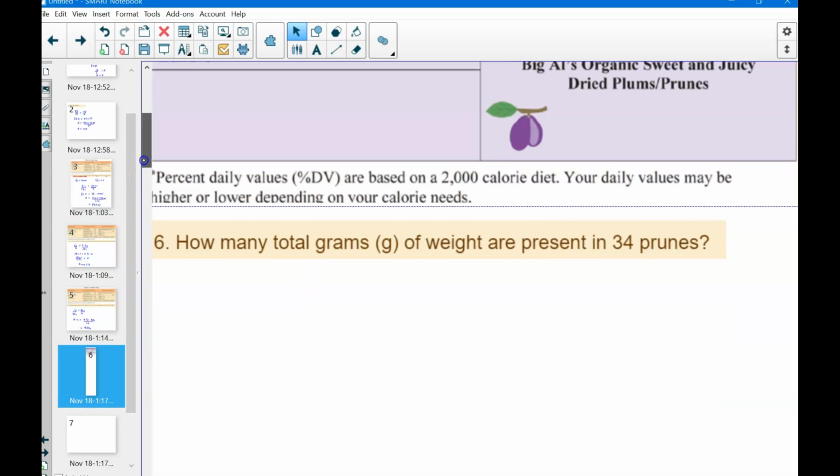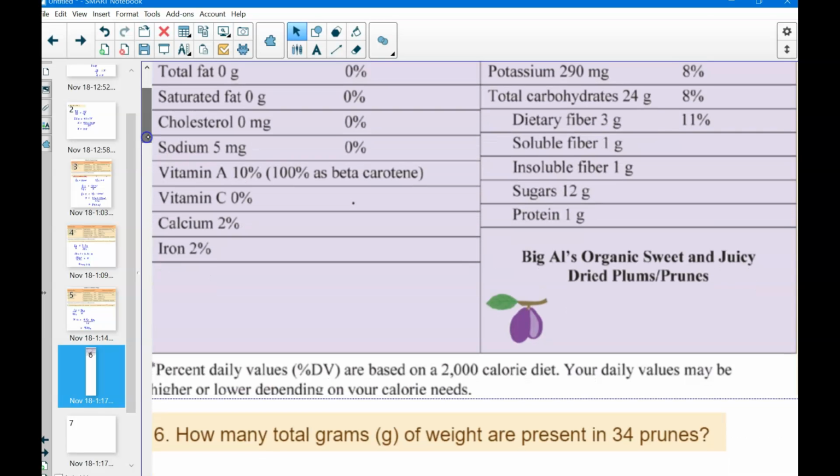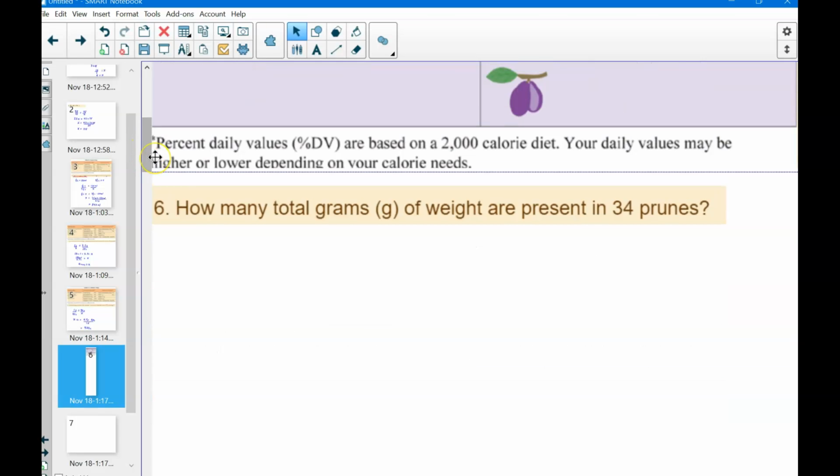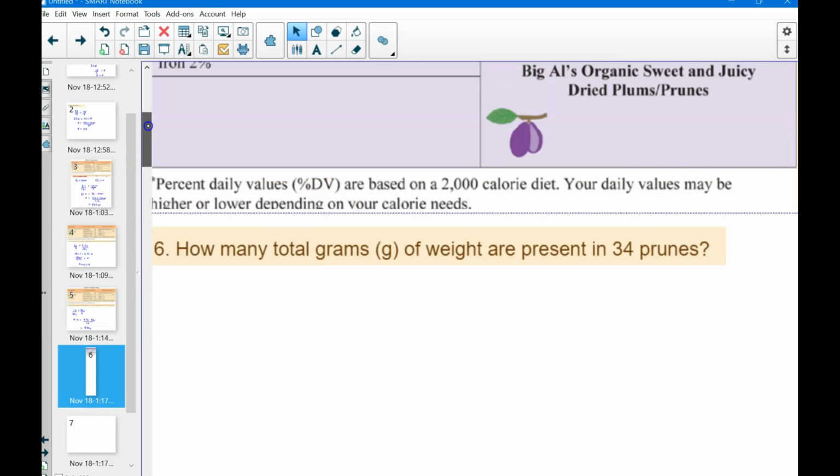Alright, so you guys give a try at this one first. How many total grams of weight are present in 34 prunes? How would you know how to do that one? Have your chart there? How would you solve that one? That's a bit trickier. So that's your chart, and it wants to know how many total grams of weight are present in 34 prunes. So how much does 34 prunes weigh?